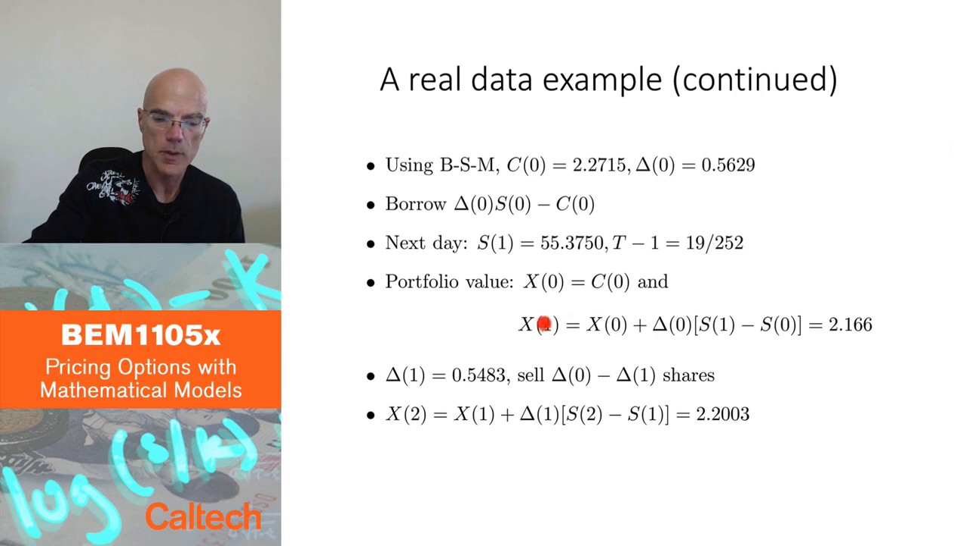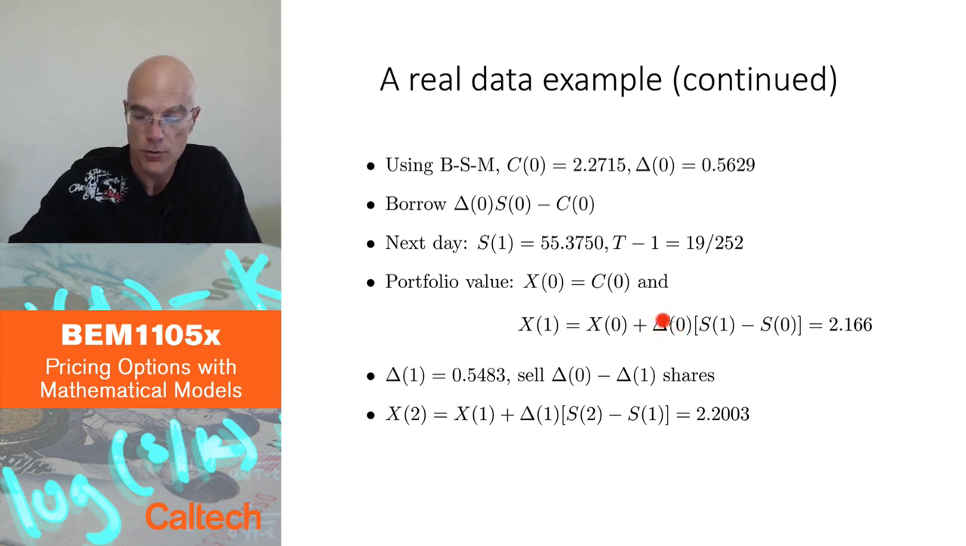What is going to be my new value in my hedging portfolio? It's going to be my initial value, which was C of 0, and then the delta of 0, which is how many shares I hold, times the change in the stock price. So I have all these numbers I can compute, and my wealth goes down from 2.27 to 2.16.